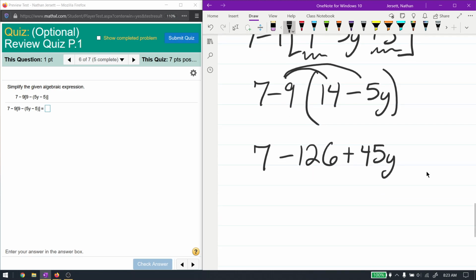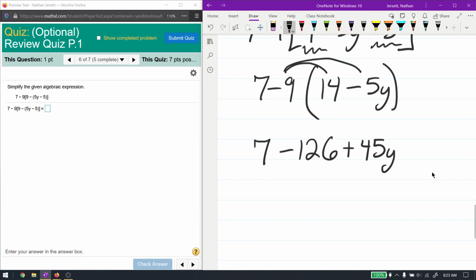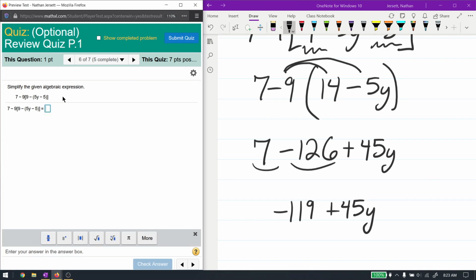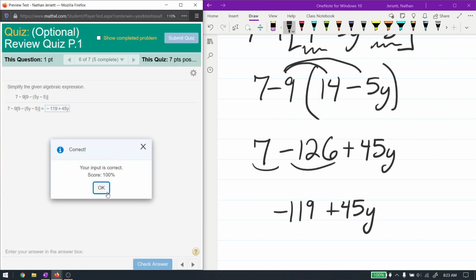We can combine like terms. 7 and negative 126 are like terms. That's going to give me negative 119 plus 45y. And there's no more like terms there. So this should be our answer, as long as I didn't make an error. And that is correct.